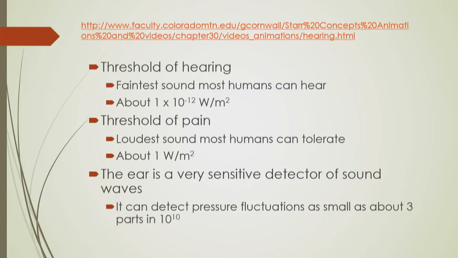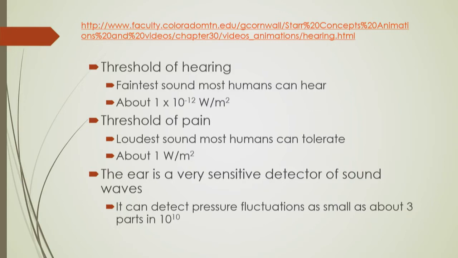Now, hearing we look at in terms of decibels, because we don't typically measure intensity. And we're going to compare it with the threshold of hearing. So the threshold of hearing is 1 times 10 to the minus 12 watts per square meter. That's our threshold of hearing. That's I sub 0. The threshold of pain is 1 watt per meter squared.